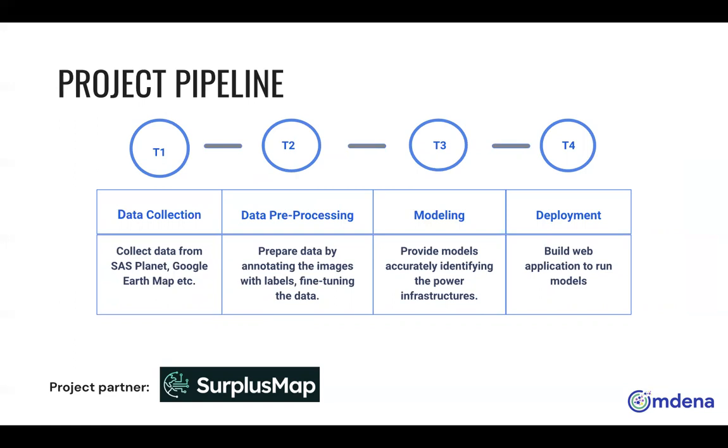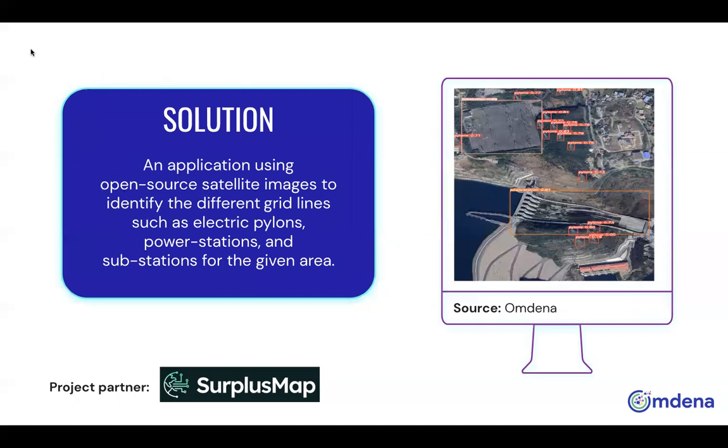The data was then used on different models such as YOLT and different versions of YOLO. It was then tested by the team to identify the different power infrastructures. The model was finally built into a web application which can be used by SurplusMap in the future. The web application uses open source satellite images to identify the different grid lines such as power stations, substations, and pylons for the area that has been given by the user. Next, a brief demo of the product.